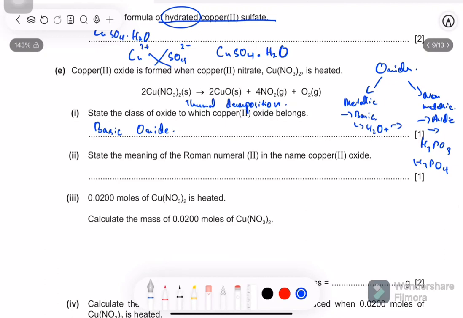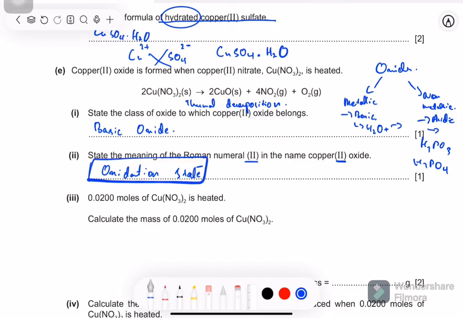State the meaning of the Roman numeral in the name of copper II oxide. We know this is an oxidation state. This is a self-created term, oxidation state. There is no oxidation state really in the compound or in the element. What really is present is the charge of a compound affected by the number of electrons. This is something else, oxidation state.